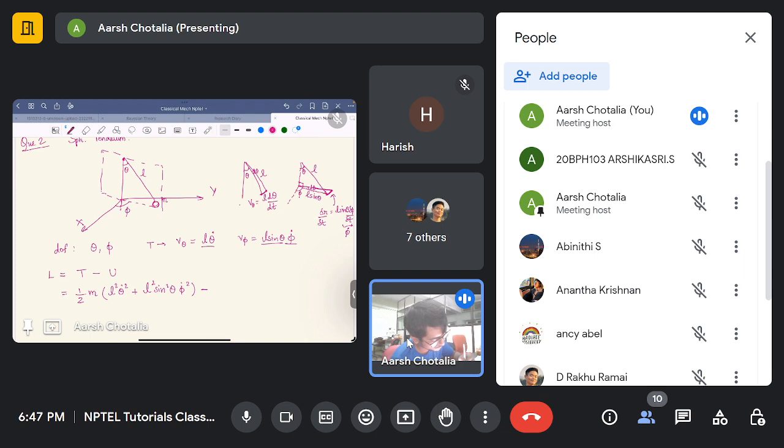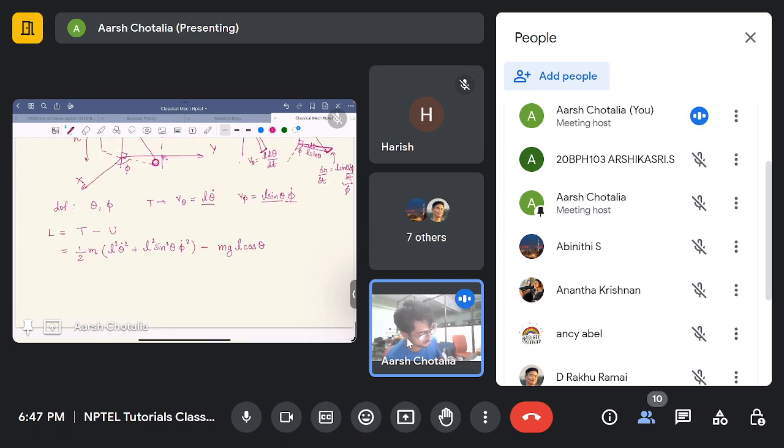So that would be its height, right? We can consider U equal to 0 at this level. Then it becomes mgh. Now what is the height of this mass? Let's say this is h. Then h would be, you can again consider the right-angled triangle, L times cosine of theta, right? So that is your Lagrangian.